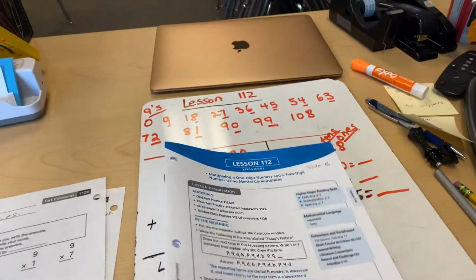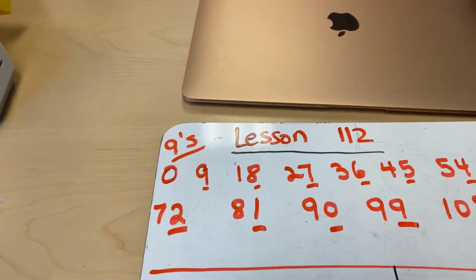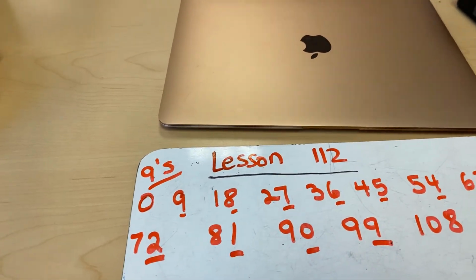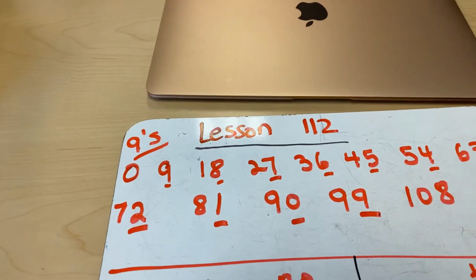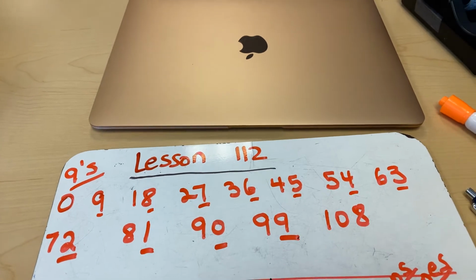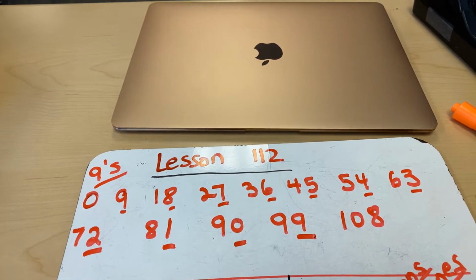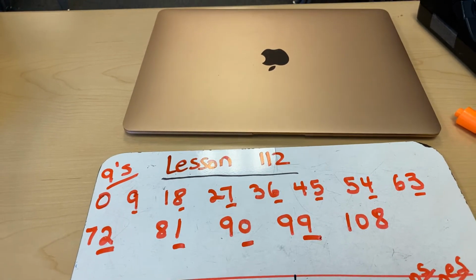But first, on the nines, I kind of messed up yesterday when I was singing it for you, so I wrote it again. The nines are Twinkle, Twinkle, Little Star. 0, 9, 18, 27, 36, 45, 54, 63, 72, 81, 90, 99, 108. That's the song of the nines.